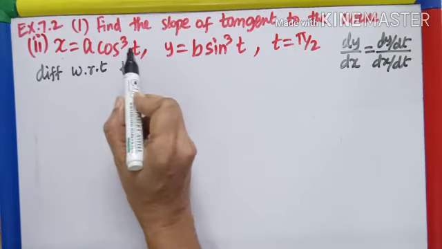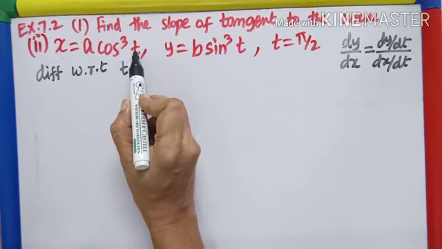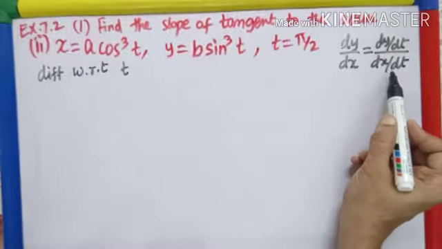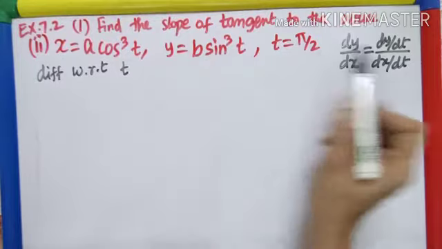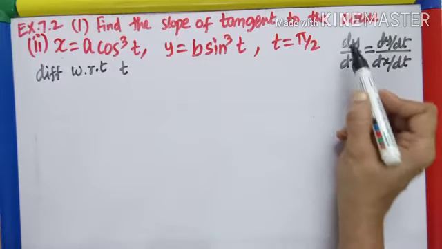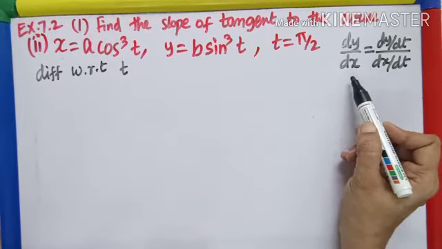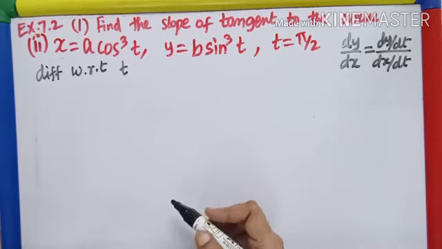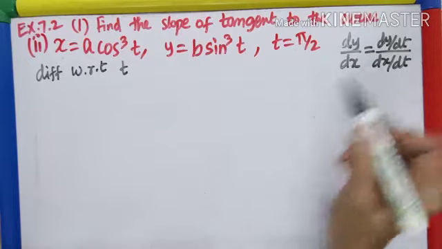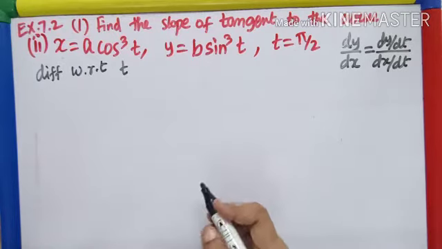LHS is x, RHS is t. You can find dx by dt. LHS y, RHS t. You can find dy by dt. Then how to find out dy by dx? It is dy by dt divided by dx by dt. So let us find out what is dx by dt and dy by dt.